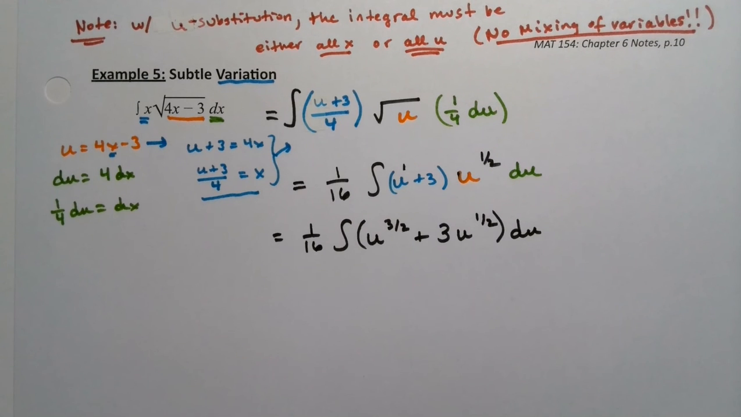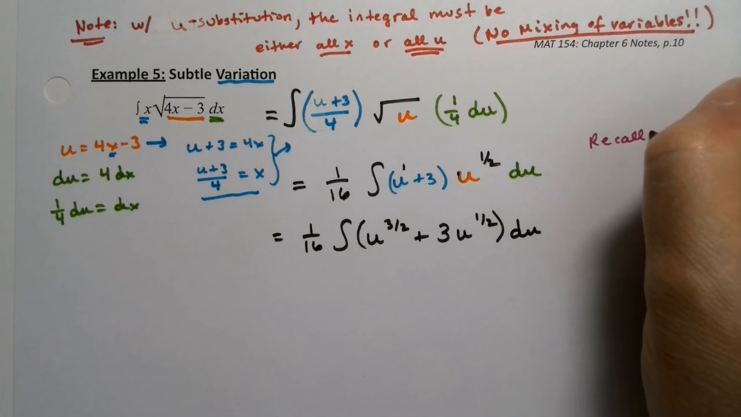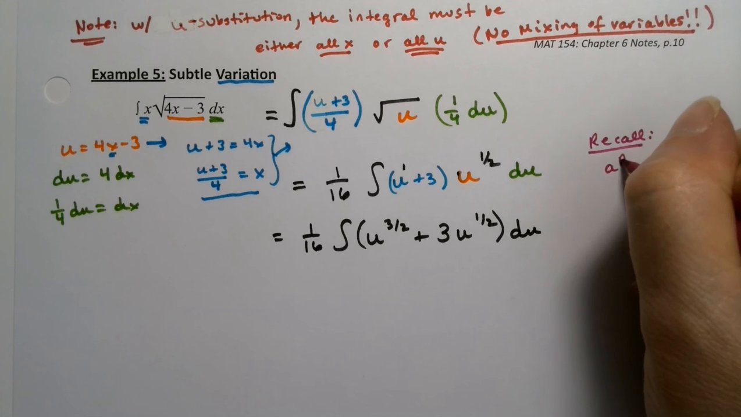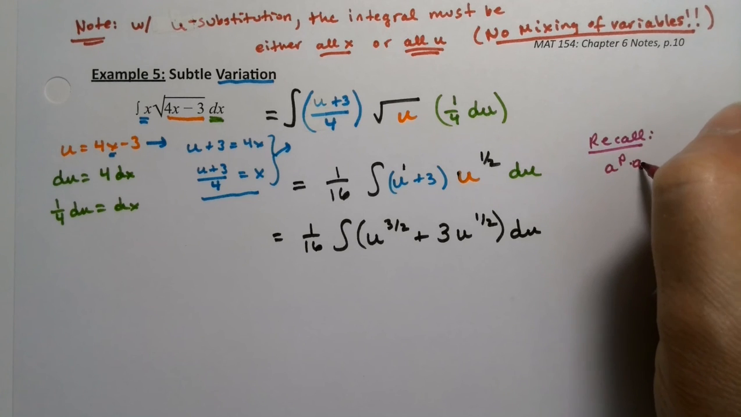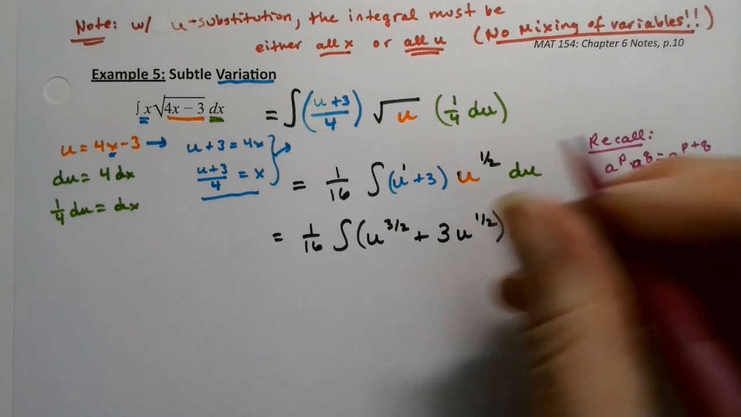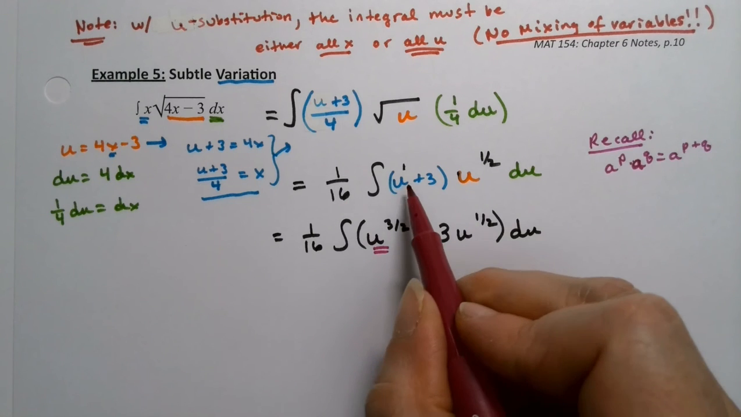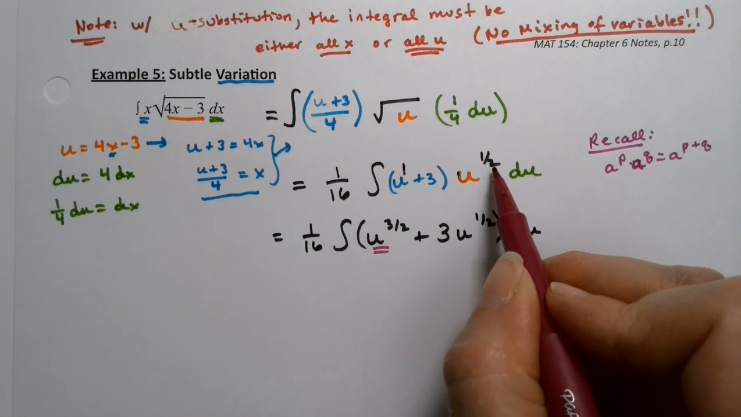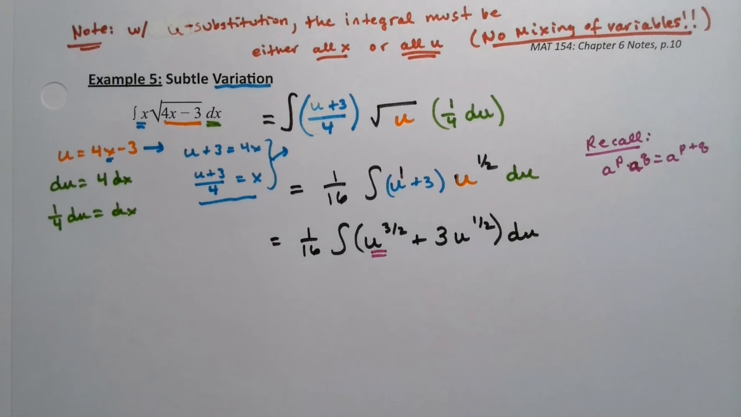Just a little recall for your own benefit, because it's been a while since you've been in math class. A to the p times a to the q is a to the p plus q. That's where this u to the 3/2 is coming from, right? U to the 1 times u to the half is u to the 3/2.